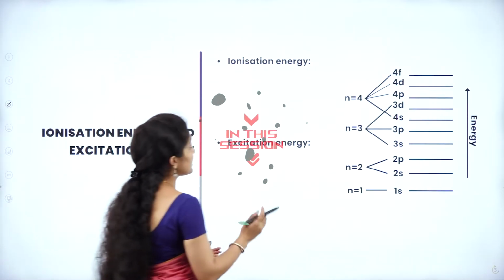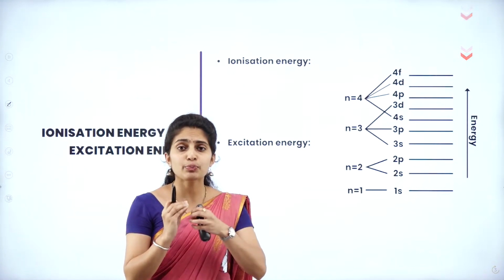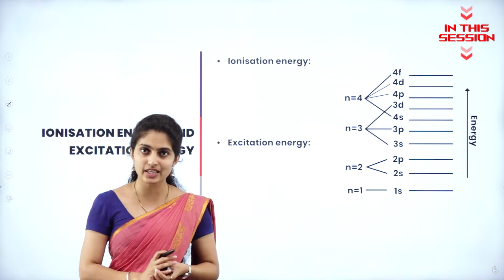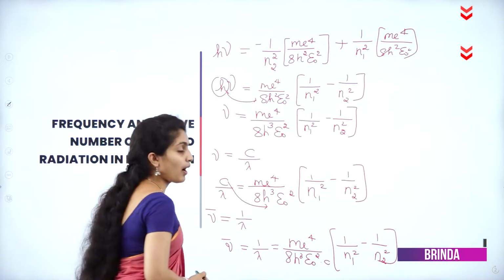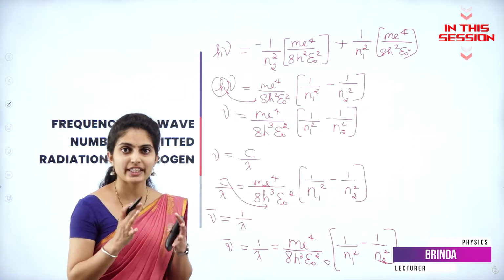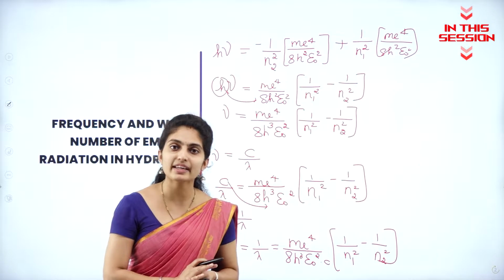Ionization energy means the minimum energy which is required to remove the electrons from its orbit is said to be the ionization energy. m e to the power of 4 divided by 8 h cube epsilon naught square into c is considered as a constant and it is given by R.